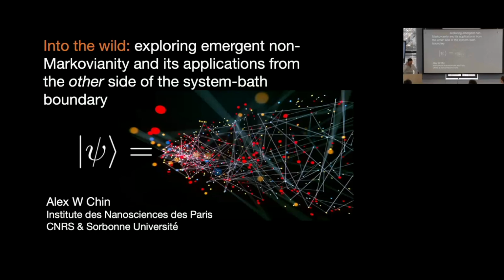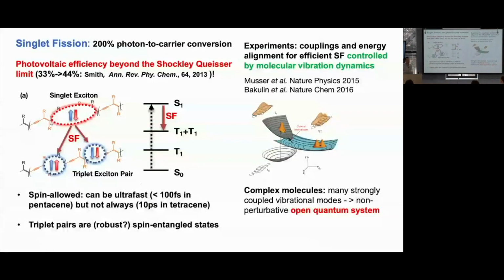So in another change of pace, I thought I would hang all of these ideas on an actual physical example. And that example is the process of singlet fission. So singlet fission is something that happens in organic optoelectronic materials.